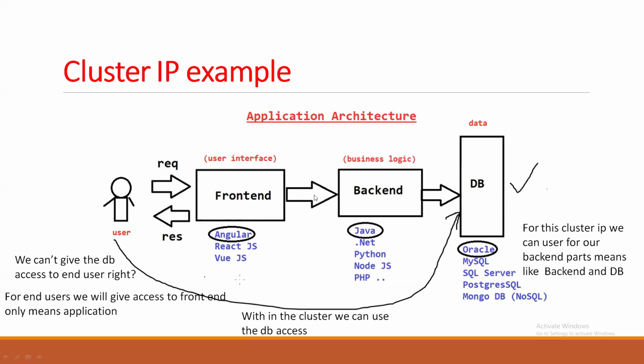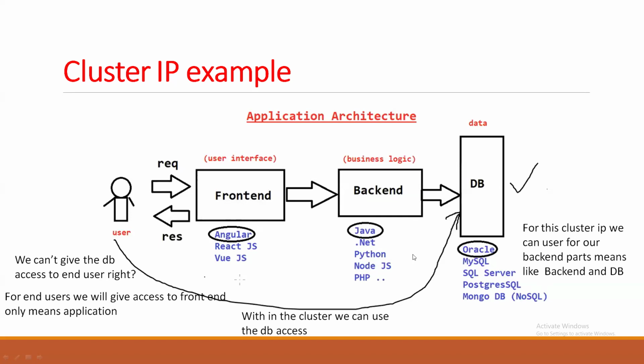Do we need to expose these two outside? No need to expose them to the outside. So we can connect these two servers with a cluster IP. Cluster IP is nothing but within the cluster we can connect. Outside of the cluster we can use the front end. We cannot give the DB access to the end user, right? For end users we will give access to the front end only, means the application. Within the cluster we can use the DB access. So we can use cluster IP for our back end parts, means the back end and DB.